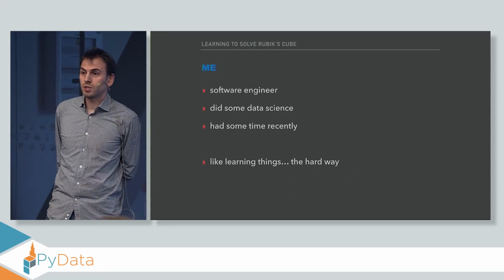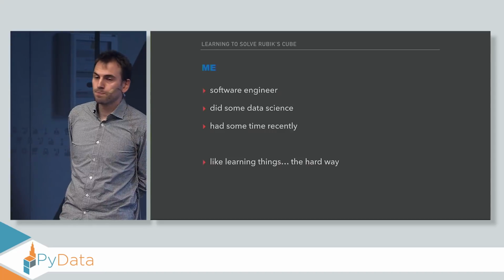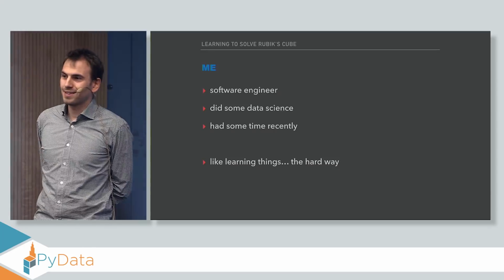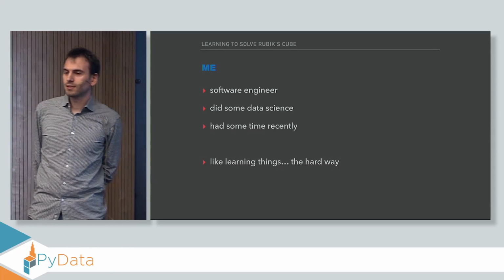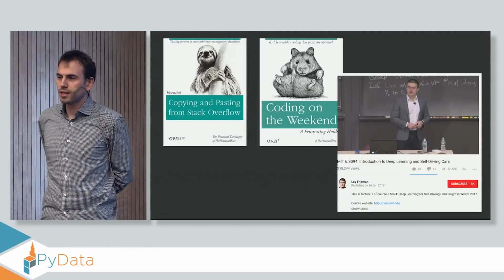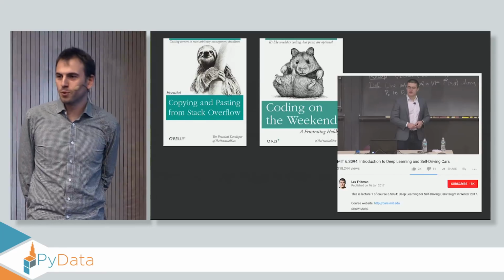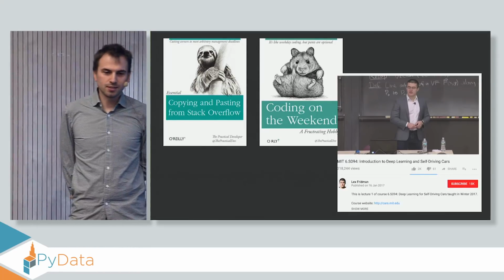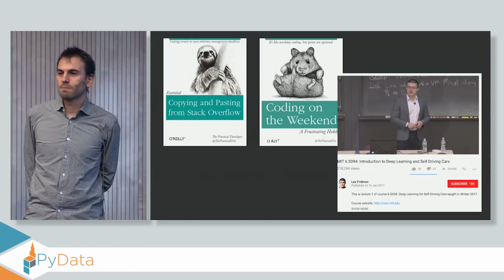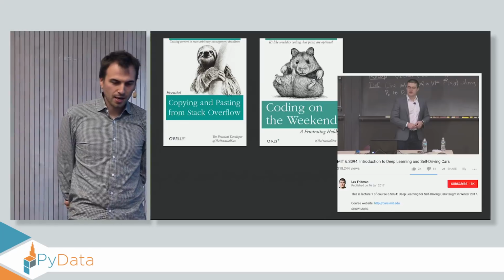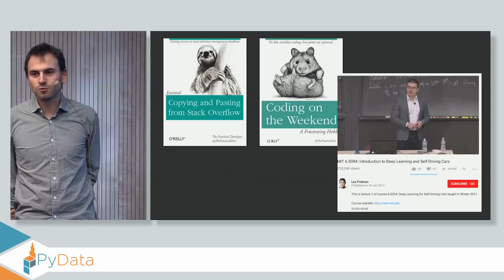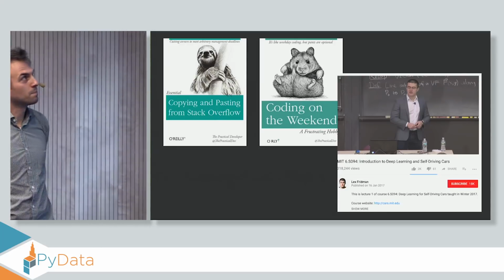I'm a software engineer. I did some data science. I also had some free time recently, and I like learning things, especially learning things the hard way. So when I had this free time, I decided I would read some books and learn how to understand deep learning. I also watched some videos, and after some time I could say, like Donald Trump, there is nobody like me who knows more about deep learning.